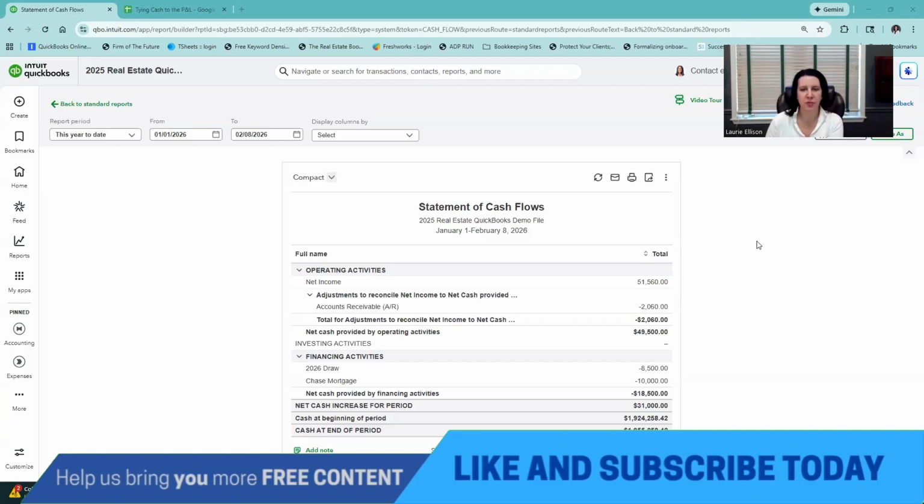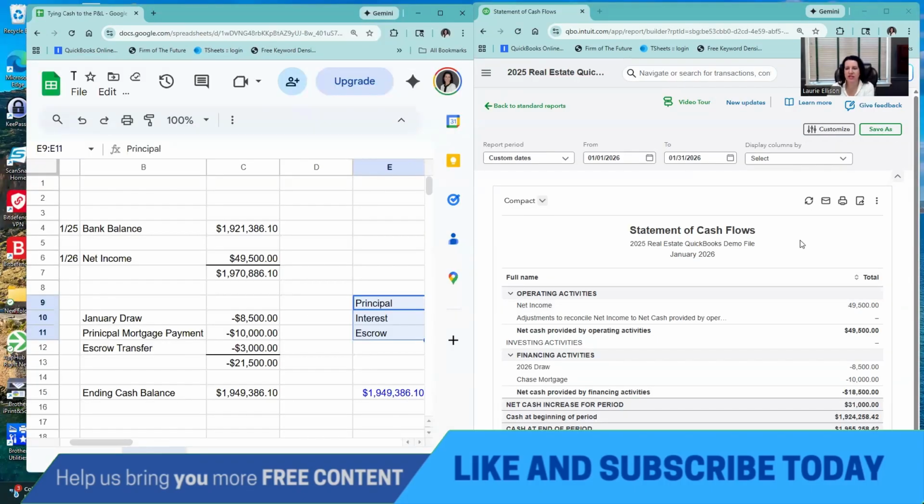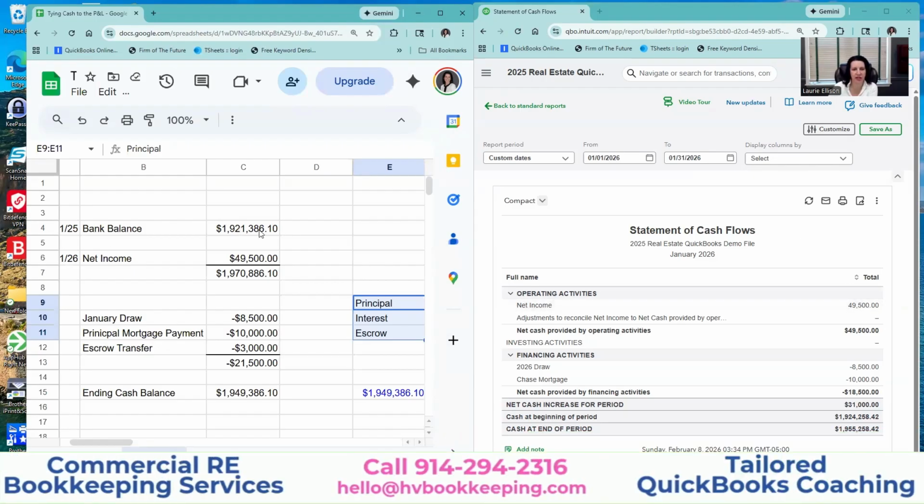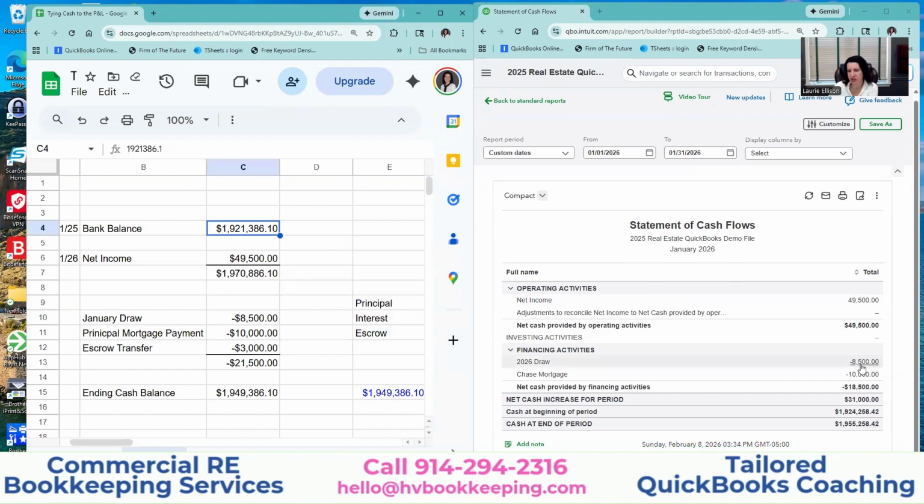Okay, so this is the report, the statement of cash flows, which is really helpful, but sometimes it doesn't show everything, and I'll show you why. Okay, so if we run the statement of cash flows, we see we have our net income, right? And here we have our beginning bank balance. And it does show the $8,500 draw, and it does show the change in the mortgage. What it doesn't show is the escrow transfer. And I'll tell you why. It may show it if I didn't have it set up as a bank account, but I do. I keep my escrow as a bank account.